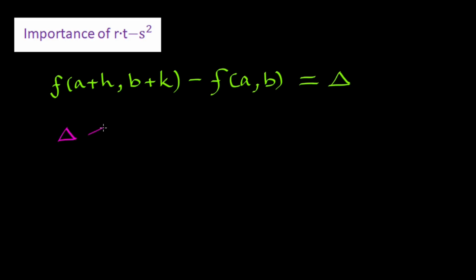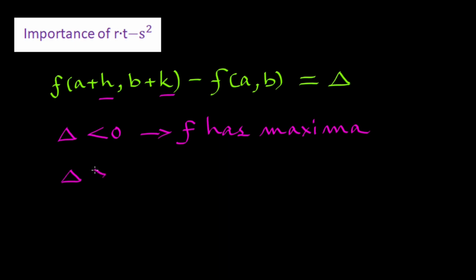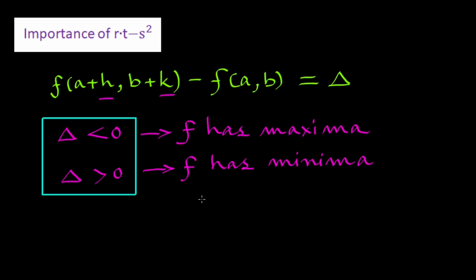Let us denote f(a+h,b+k) minus f(a,b) to be delta. So, when delta is negative for small values of h and k, function f has maxima. On the contrary, if delta is positive, then function f has minima. So we have to focus our attention on the sign of delta, negative or positive, and it should retain its sign for small values of h and k in the neighborhood of a and b.